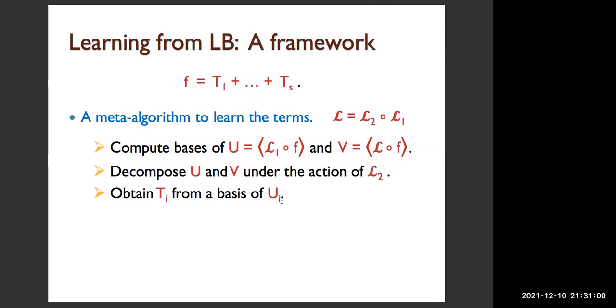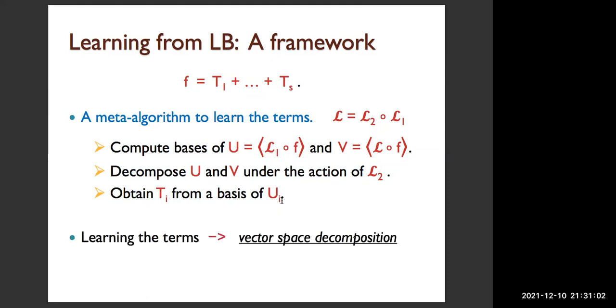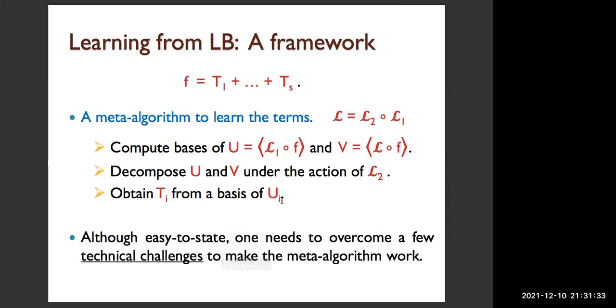Although it's easy to state, we'll see in subsequent slides there are a few technical challenges. I'll just mention them, right? What this meta algorithm does at a high level is reduce the learning problem to a vector space decomposition problem. And the reason it is able to do so is because of those linear operators L, which originated from lower bound proofs. So that's why you can view it as learning from lower bounds, right? Okay, so as I said, there are some technical challenges. Let me quickly mention those.